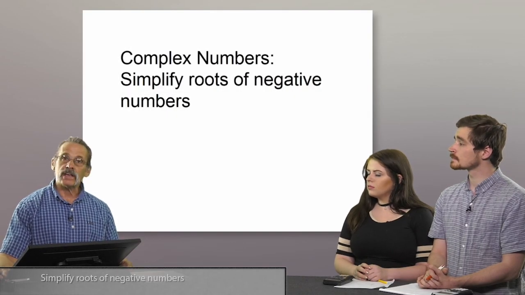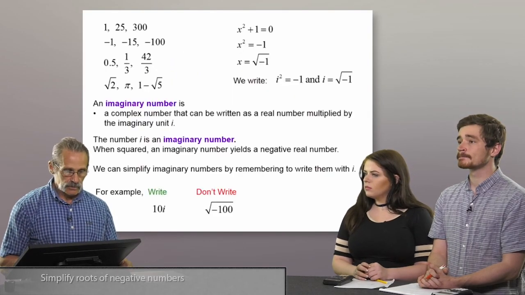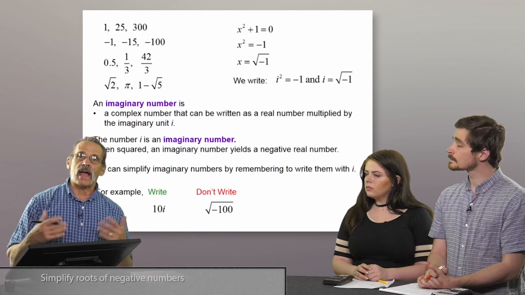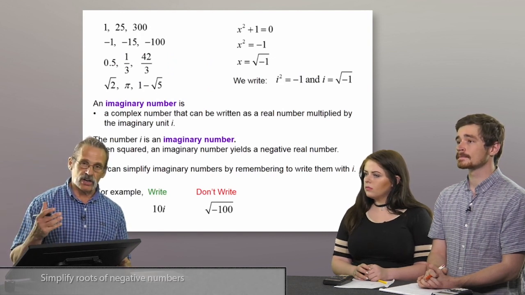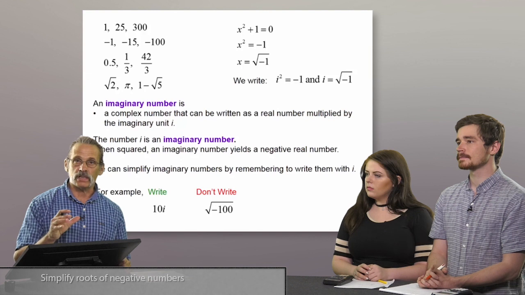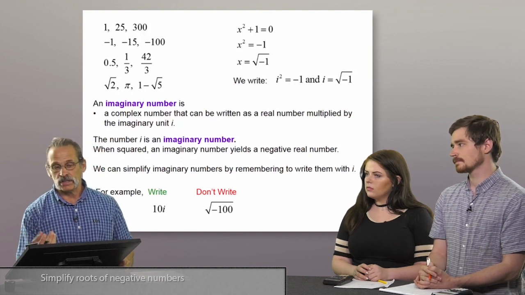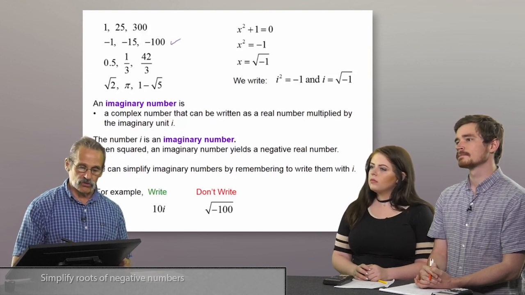Simplify roots of negative numbers. If we have just our counting numbers, 1, 25, 300, there's a void. If I had $2 and I lost $5, I'd be down to negative $3. So that's where my negative integers come in.